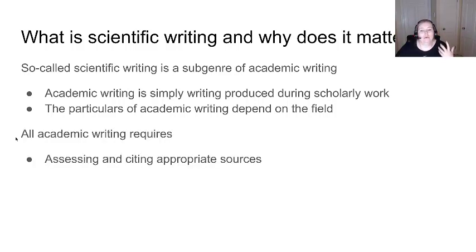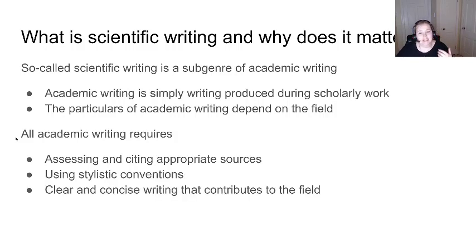Now, all academic writing requires assessing and citing appropriate sources, using stylistic conventions, as I said, and clear and concise writing that contributes to the field. Assessing and citing appropriate sources you may have done in other courses, like English, for example, courses like writing 101, because there are conventions that show up in those fields, but they are not the same as what we do. They are not. And if you do citations in this course as if it's English 101, you will be wrong, okay?